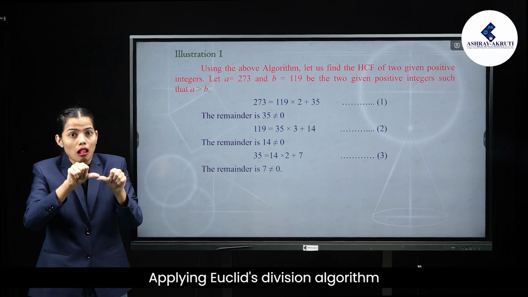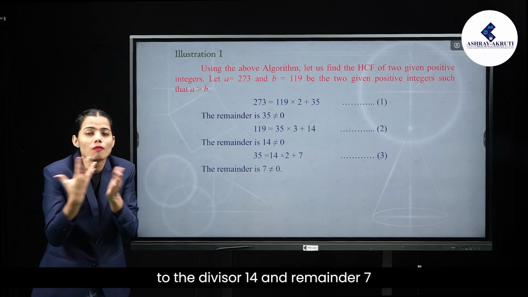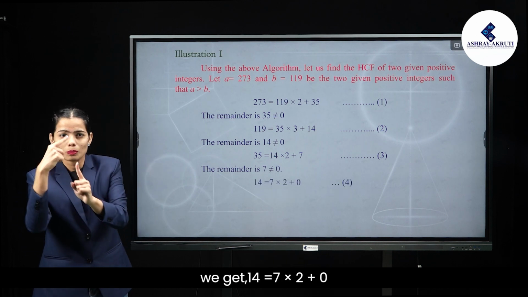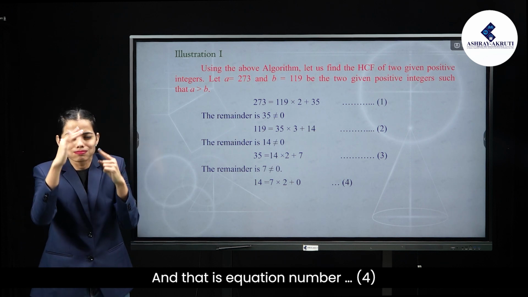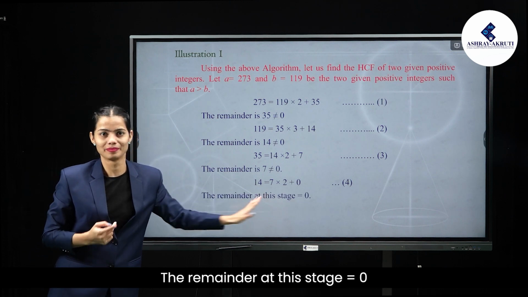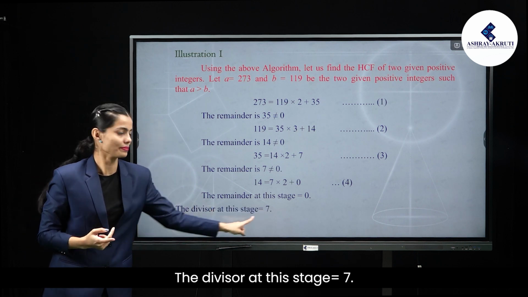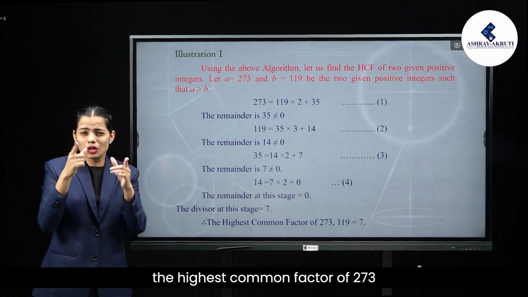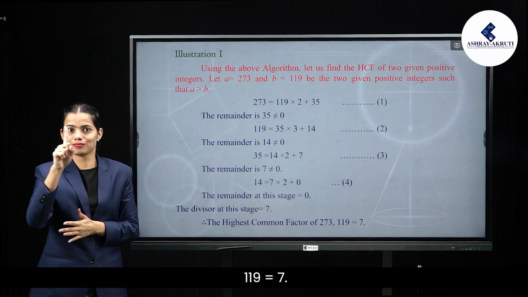Applying Euclid's division algorithm to the divisor 14 and remainder 7, we get 14 = 7 × 2 + 0, and that is equation number 4. The remainder at this stage is equal to 0. The divisor at this stage is equal to 7. Therefore, the highest common factor of 273 and 119 is equal to 7.